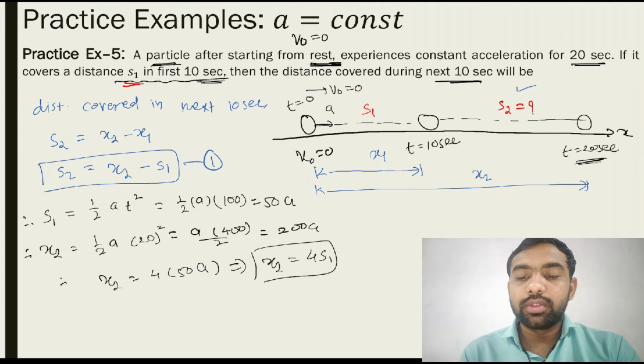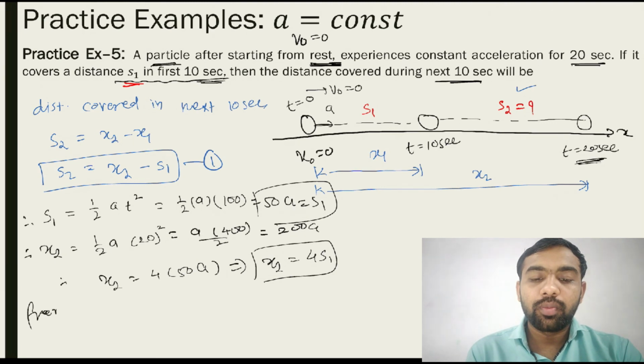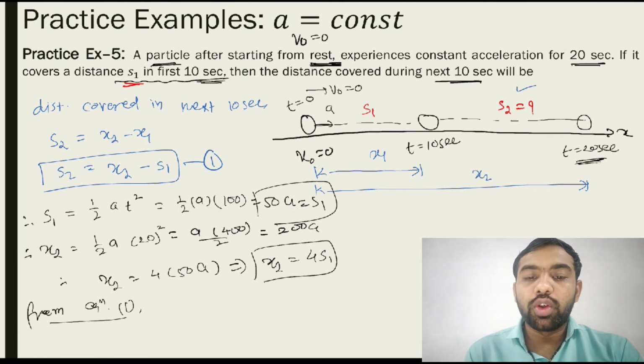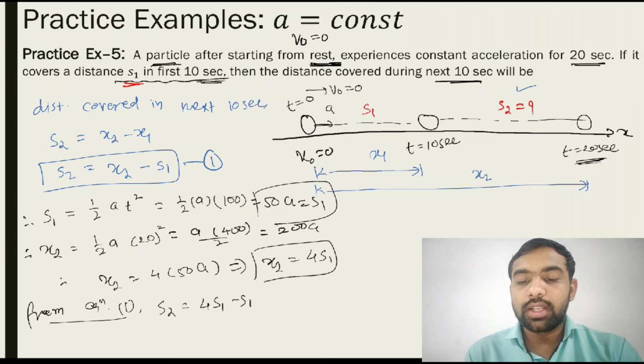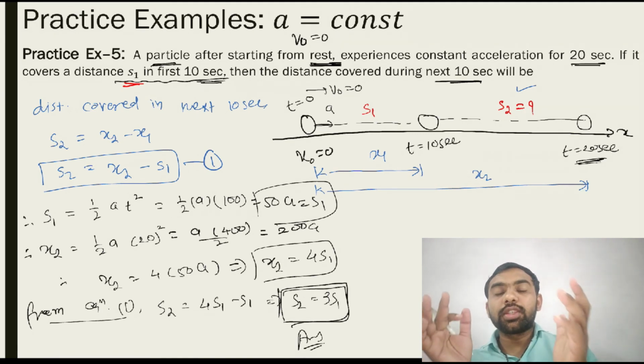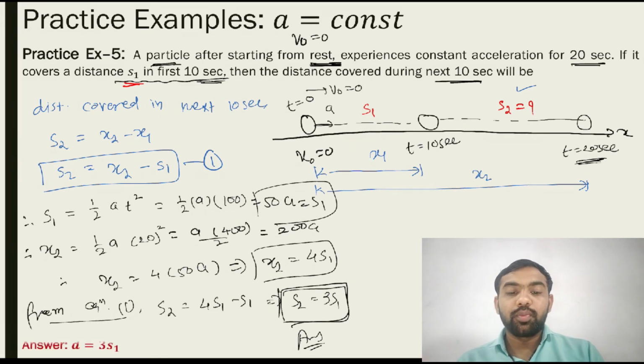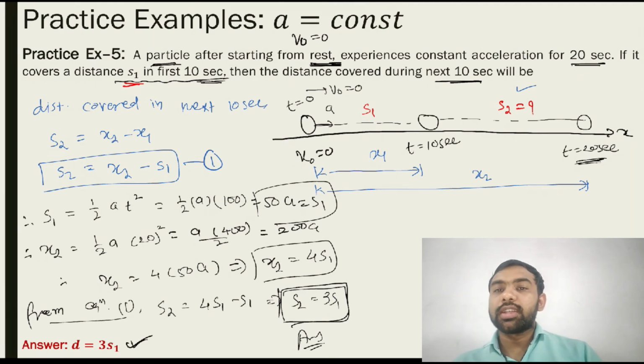So put all these values in equation number 1. From equation 1, what do you get? S2 is equal to X2, 4S1 minus S1. What is the answer? S2 is equal to 3S1. This is our answer. Simple, eh? So you find this type of example this way. First you try to draw the figure, then after that you solve this. Okay, note this example in your books, and our answer is 3S1. Actually they are taking the symbol D, we are taking the symbol S.